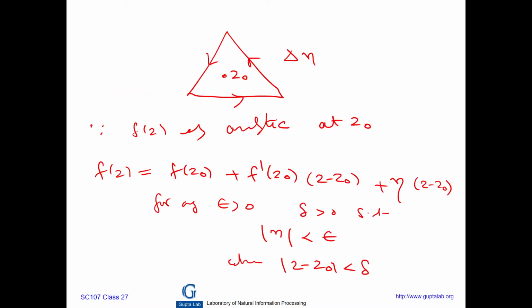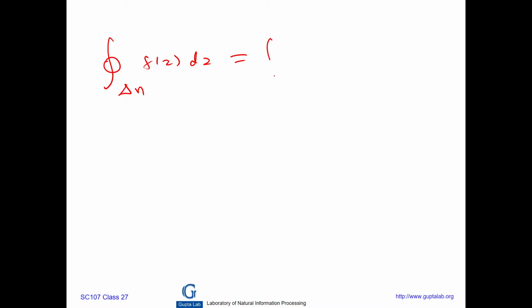So basically we have the integration along delta n of f of z dz is equal to, what we are doing, I am integrating this whole thing along delta n in this equation, the integral of eta times z minus z0 times dz. So the whole big integral has now come and settled inside this small triangle, right?